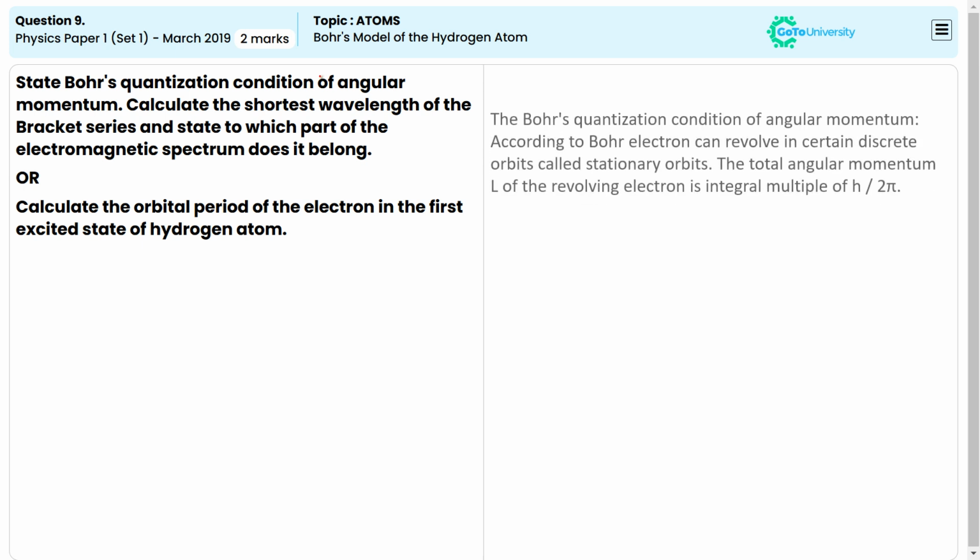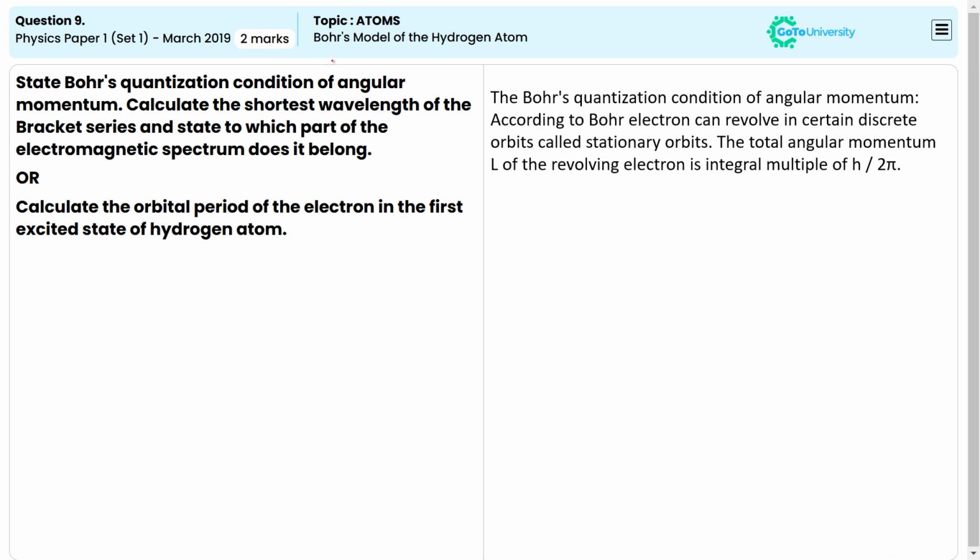Okay, first we'll see Bohr's quantization condition of angular momentum. According to Bohr, an electron can revolve in certain discrete orbits called stationary orbits. The orbits where the electron revolves, we call stationary orbits. The total angular momentum L of the revolving electron is an integral multiple of h divided by 2 pi, where h is Planck's constant.